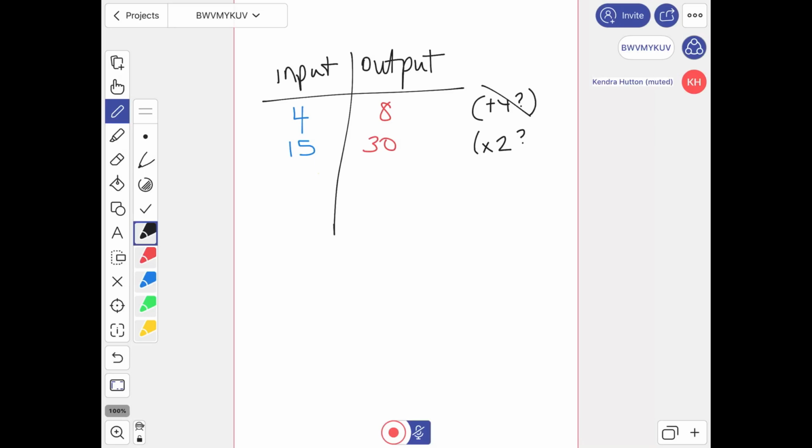Maybe it's times 2. 4 times 2 is 8. 15 times 2 is 30. Let's try with one more. 7 should yield 14. Good. Good. So it works for all 3 cases. That must be our rule. And I always like to write out the rule at the end.